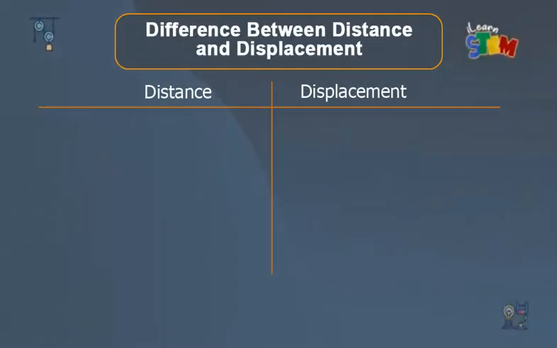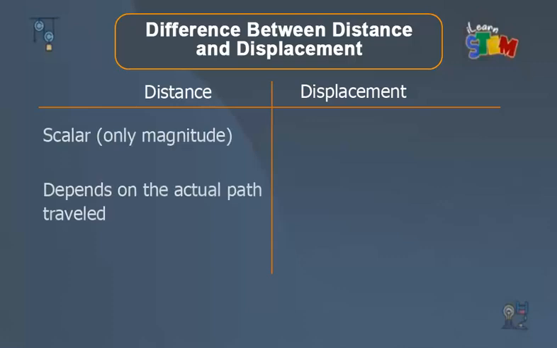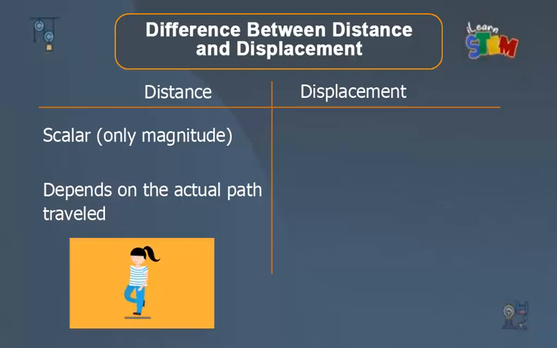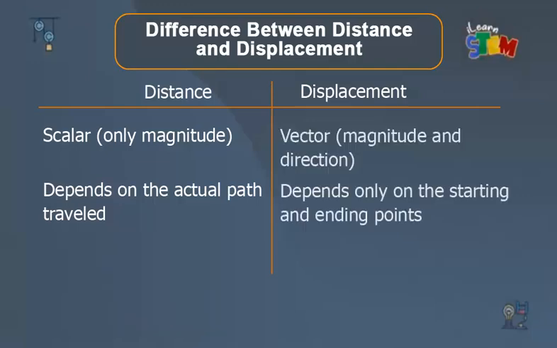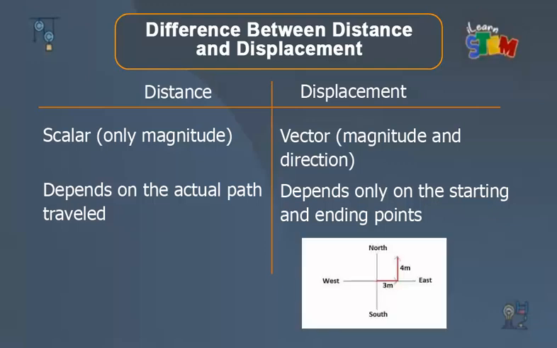Now, let's compare the differences between distance and displacement. Distance is a scalar because it only tells us how much ground was covered, without considering direction. For example, walking 5 meters forward or backward is still a distance of 5 meters, it's just the total length traveled. Displacement is a vector because it describes the straight line distance between the starting and ending points, and it also includes direction. For example, walking 4 meters north is a displacement of 4 meters in the northward direction.